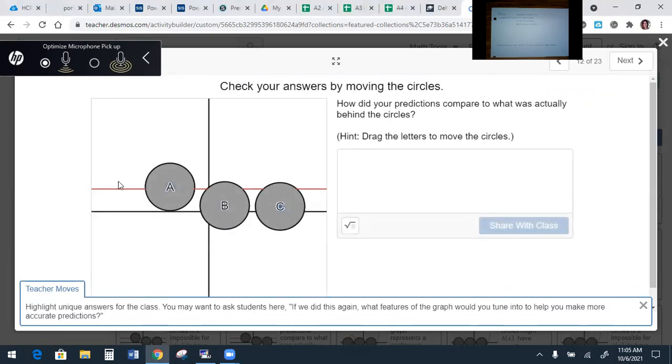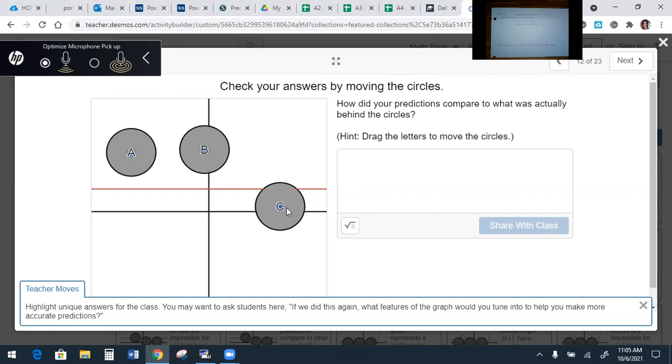All right. What do you predict? Do you think there's one for A? Do you think it comes down here? None? Okay, let's see. B? No? What do you think? C? Oh, in fact, there's two.